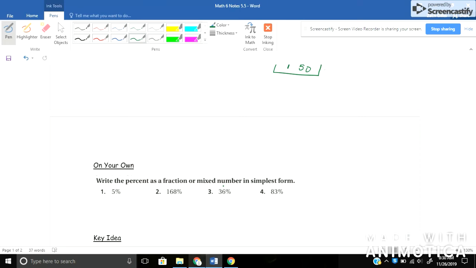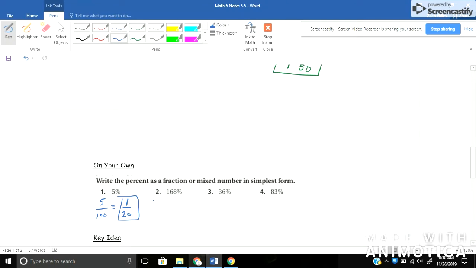Okay, for number 1, our percent is 5%. So that would be the same thing as 5 over 100. And then simplify. Well, it ends in a 5 or a 0, so I can divide by 5. 5 divided by 5 is 1, and 100 divided by 5 would be 20. So 1/20th would be the fraction in simplest form.